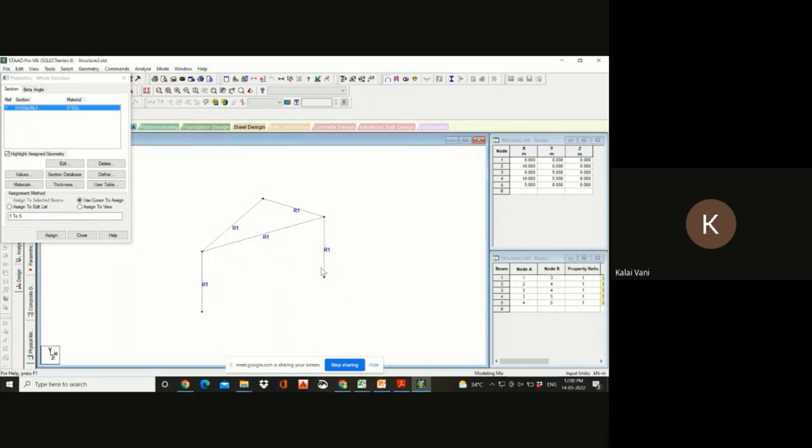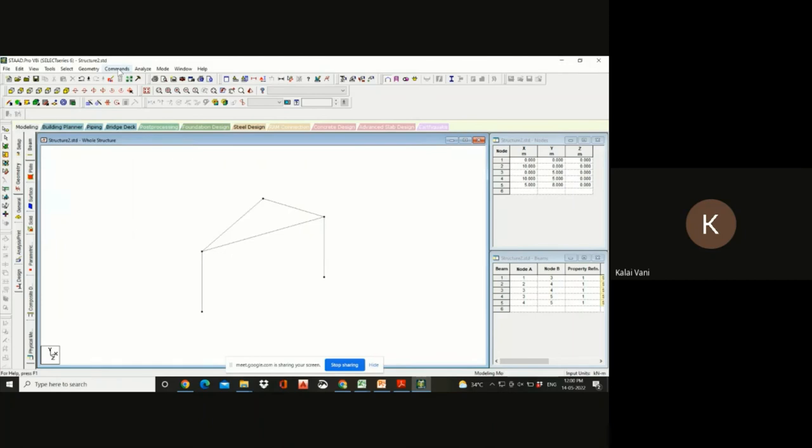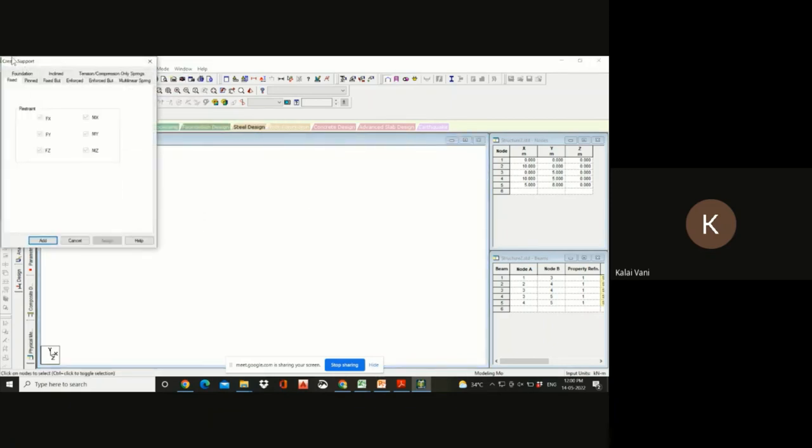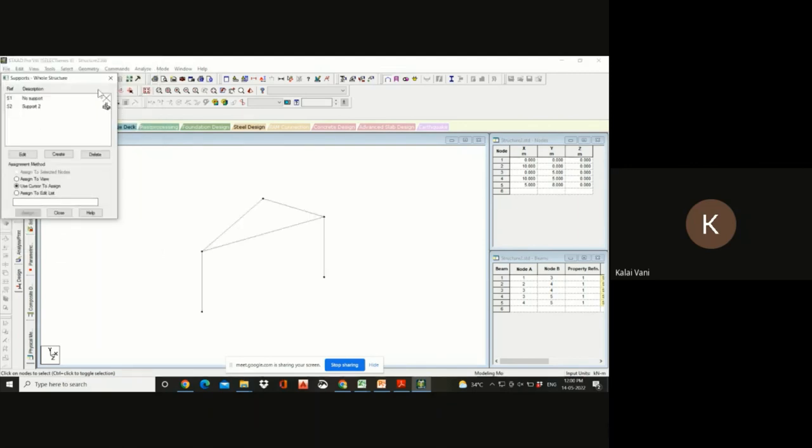Here your truss needs to be supported, so these two points you can give as fixed support. How to fix the support? Here again, the commands mode. Go to support specifications: pinned, fixed, fixed but spring. Fixed but spring is your roller. Go to fixed, and the support table will open. Click fixed and add. Click this support, use cursor to assign, at which node you are going to give the support. Here your cursor will change to your support icon.